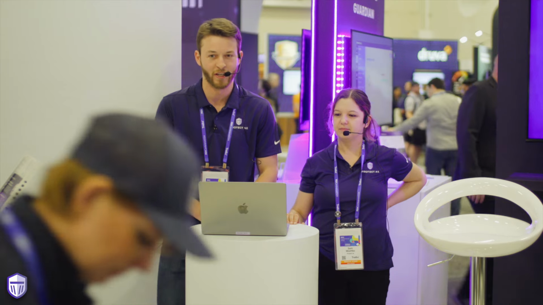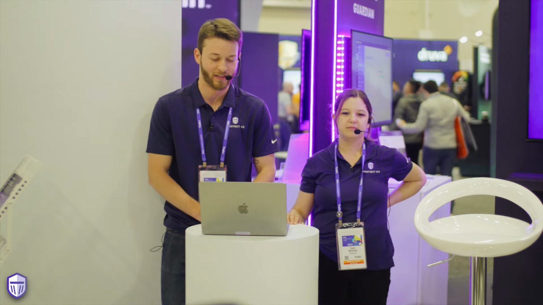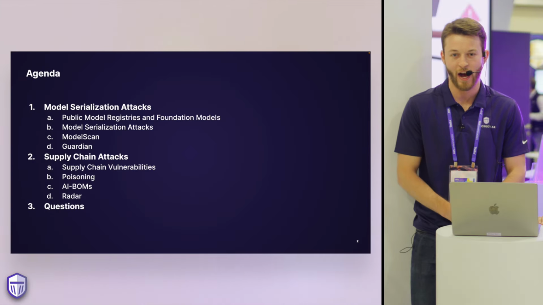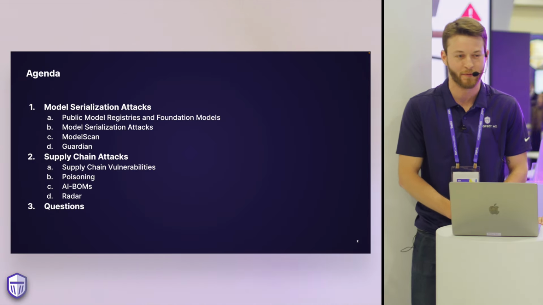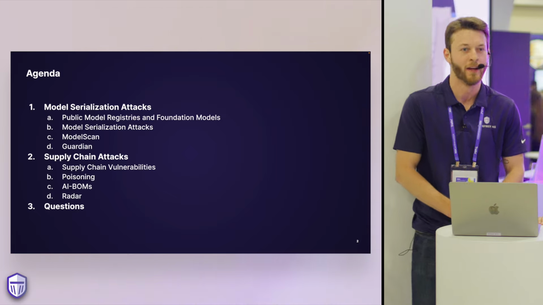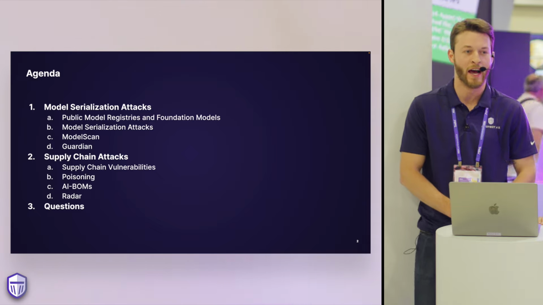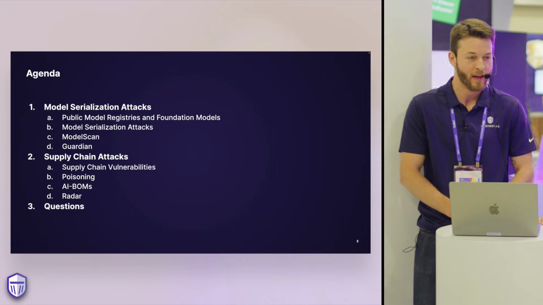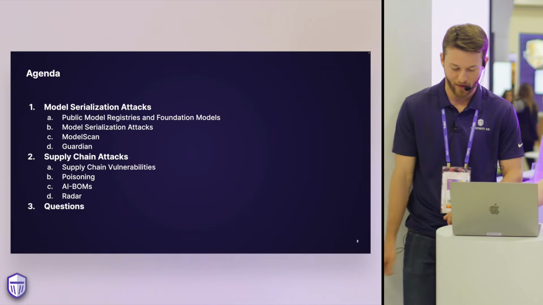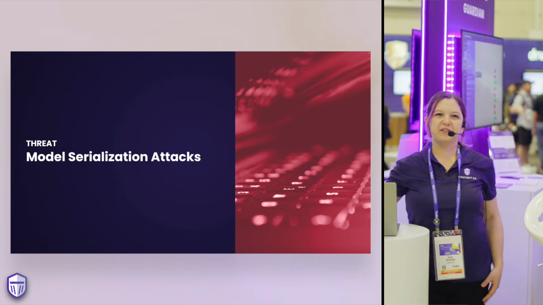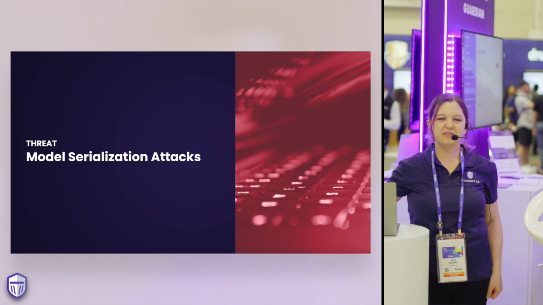And so today we're going to be going over some of the vulnerabilities of machine learning and their supply chain. So we're going to start by talking about some model serialization attacks and how you can scan your models to both detect and prevent those, and then go into more nuanced supply chain attacks, including data and model weight poisoning attacks, and how you can use AI bills of material to help with those. So with that, Sam, take it away. All right, so going to start with talking about model serialization attacks.